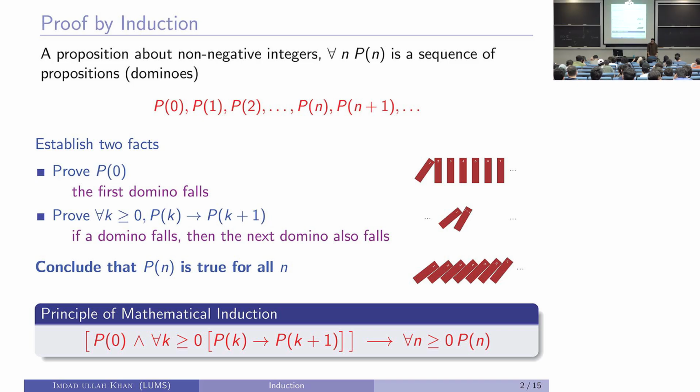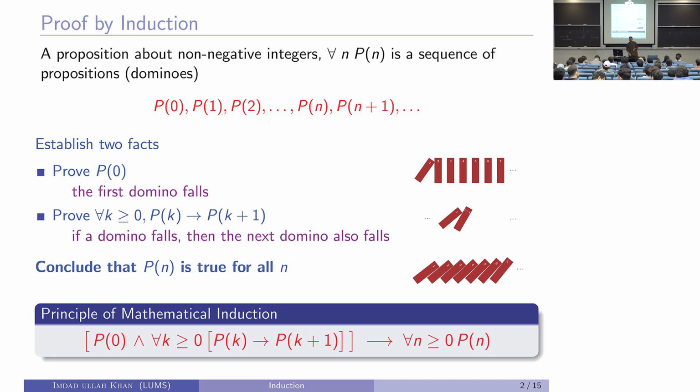Now, the way I'm going to go about it, I will prove that P of 0 is true, and I will prove these infinitely many implications. Of course, I cannot prove infinitely many implications one by one, so I'll have to prove it more generically, and that's going to be the next section where we start actually applying induction for our purposes.